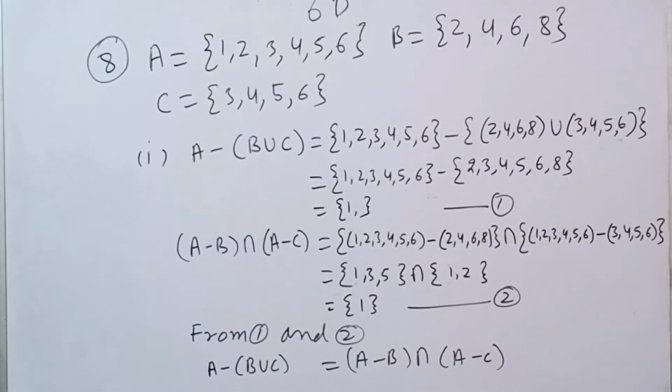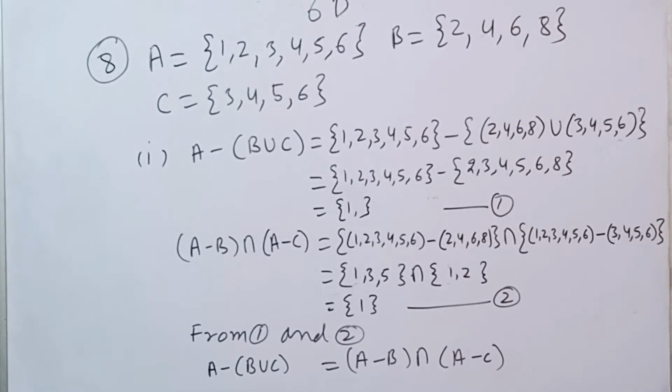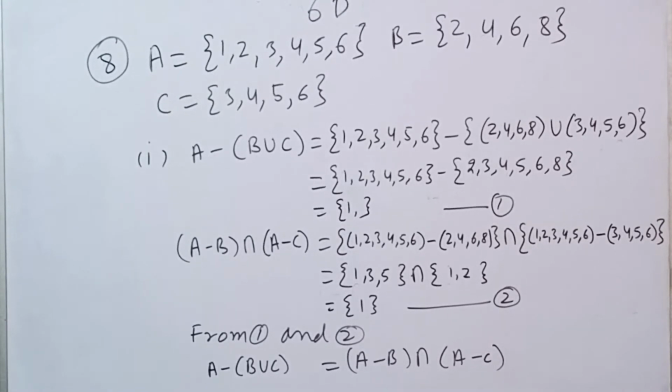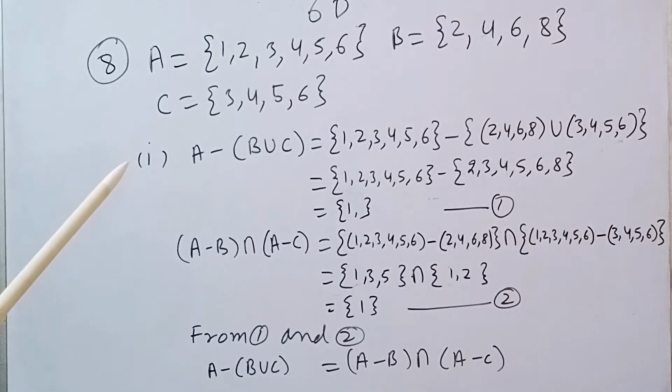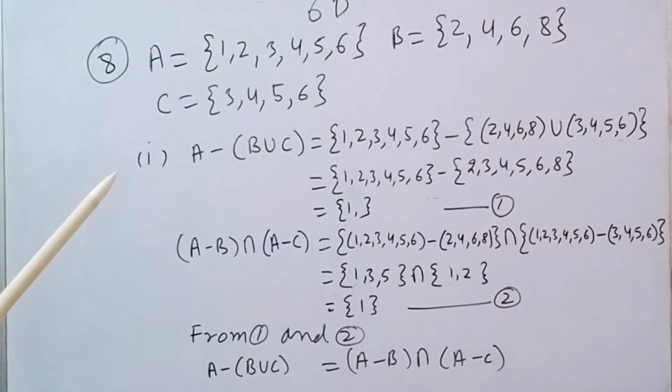Children, I am taking question number 8, in which given A equal to 1, 2, 3, 4, 5, 6, B equal to 2, 4, 6, 8, C equal to 3, 4, 5, 6. So here we have to prove A minus (B union C) equal to (A minus B) intersection (A minus C). So now what we have, first we will find A minus (B union C).